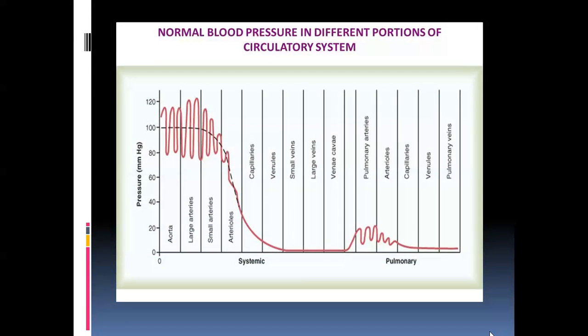This is a chart that shows how blood pressure changes as the blood travels in one complete journey from the heart through the systemic circulation, back to the heart, and then through the pulmonary circulation. As you can see, the pressure will be the highest for arteries closest to the heart, as they will be the first to receive the surge of blood from the heart.